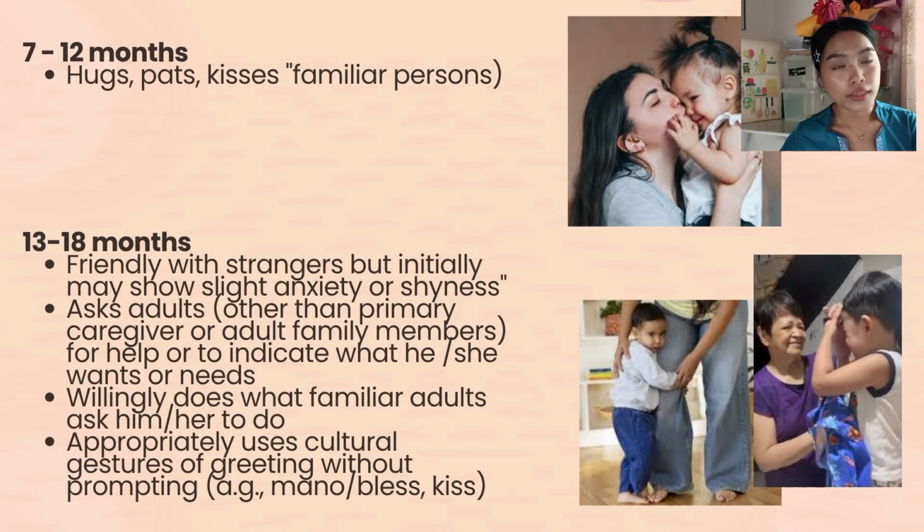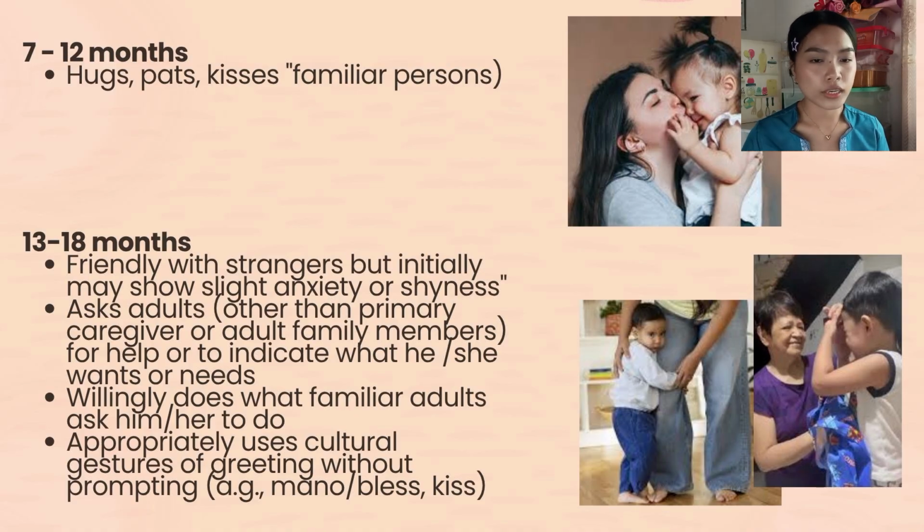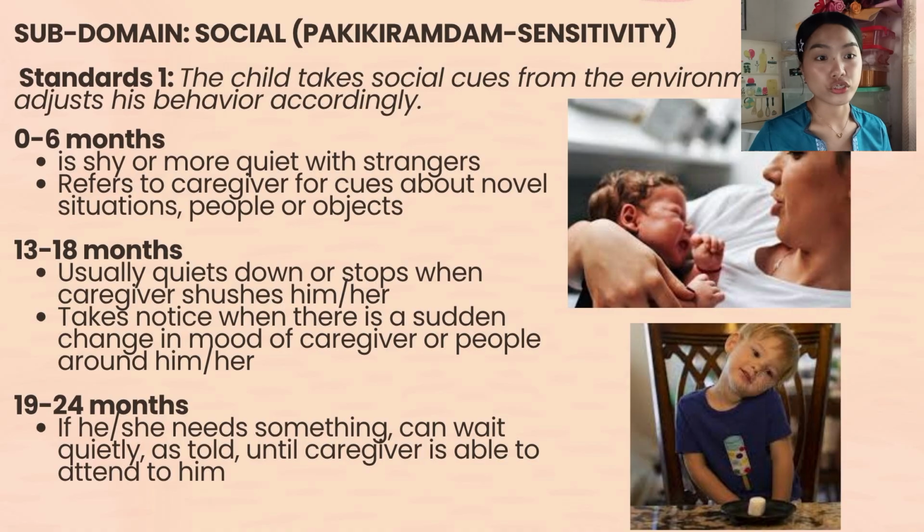So here in the picture, diba, the baby is clinging onto her mom because she or he sees an unfamiliar face. So we have here also the subdomain social pakikiramdam or sensitivity. The child takes social cues from the environment and adjusts his behavior accordingly. So at 0 to 6 months, the child is shy or more quiet with strangers, and refers to the caregiver for cues about novel situations, people, or objects. So understandable, they are really more into their moms or their caregivers.